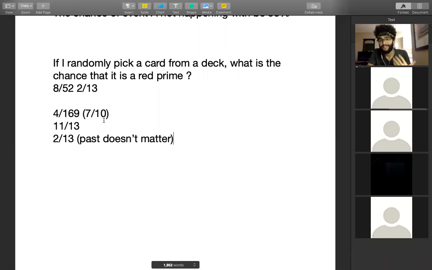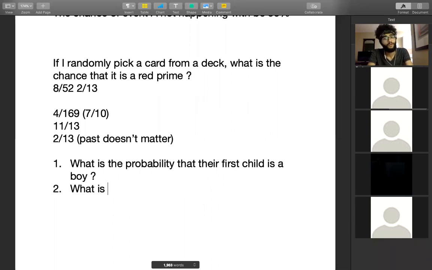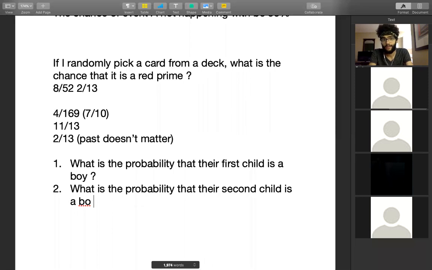So this can be easily understood when we talk about the boy-girl scenario, when a couple is having a child. So I will list down the 3 questions. The first question is, there is some couple, John and Mary, whatever, what is the probability that their first child is a boy? What is the probability that their second child is a boy?